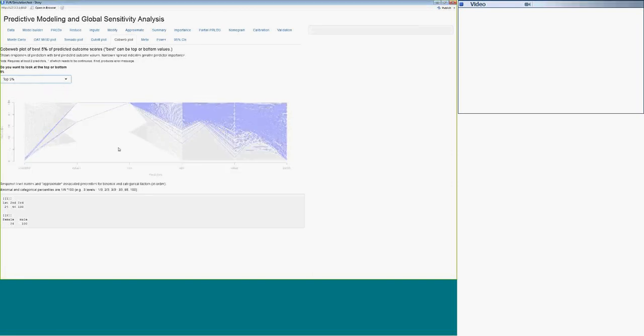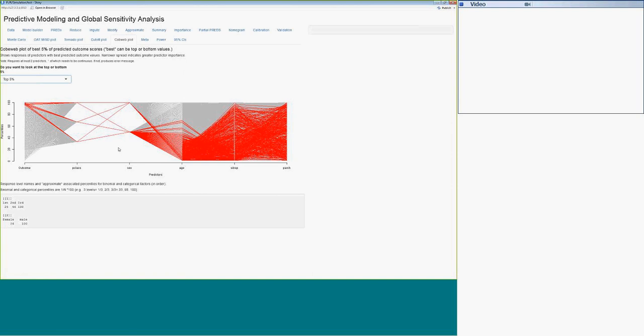And what we're doing is we're just looking at those with the top 5% of predictions, the highest predictions. In this case, we look at what values they had in each of these different predictors. So for the ones who had the best chances of survival, we see that they're younger, and what we're looking for is a greater concentration of red lines.